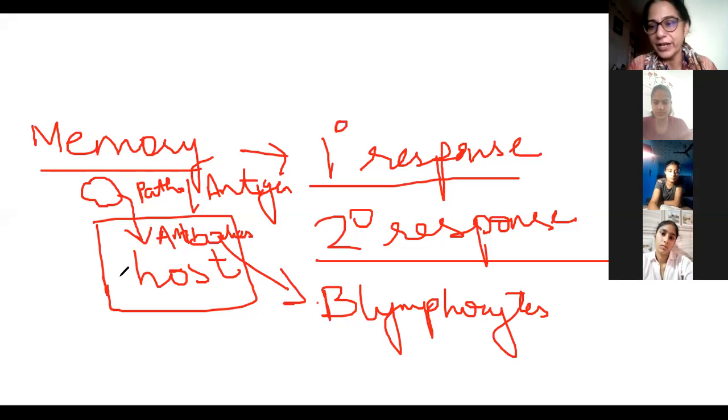So which is more effective, the primary one or the secondary one? Secondary one. Because already there is the existence of those memory cells to recognize the antigens and secrete antibodies immediately.